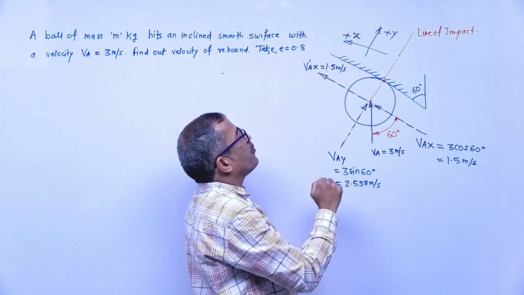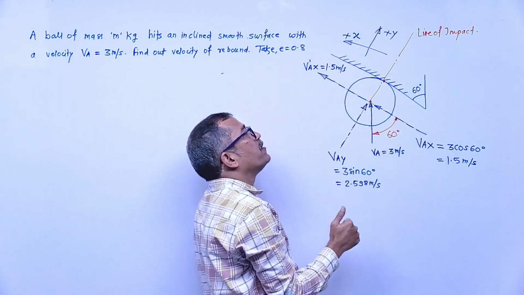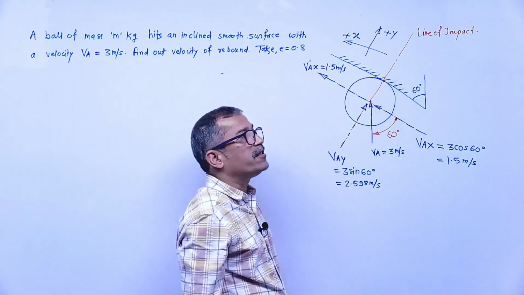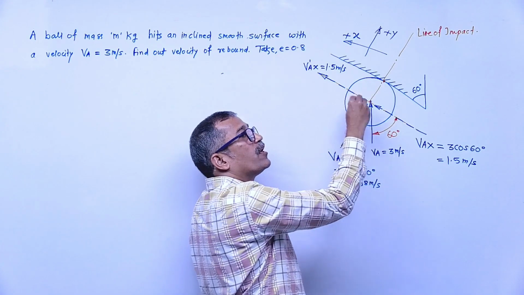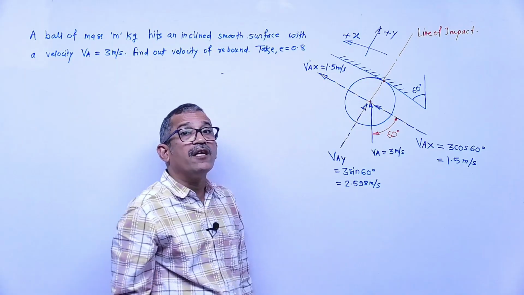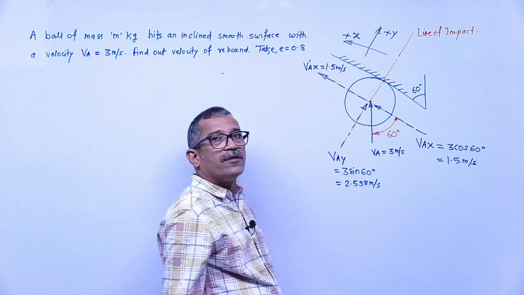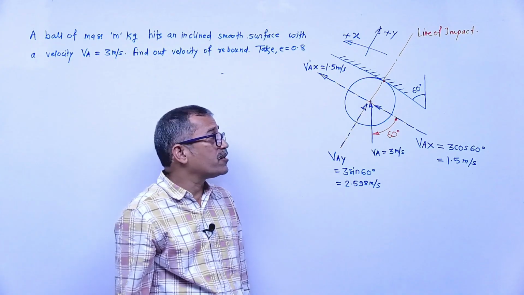Next important point: when this ball strikes an inclined plane, the plane is a rigid surface. When a body collides with another mass having infinite mass as compared to this body, then the law of conservation of momentum is not valid. You can apply the coefficient of restitution.